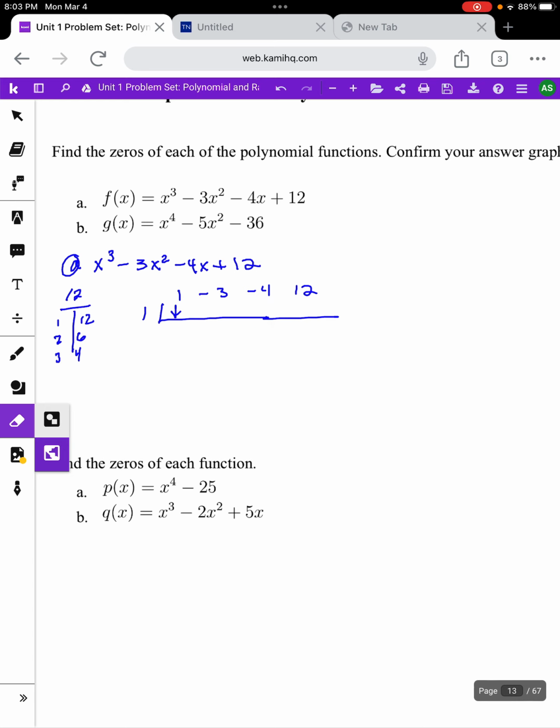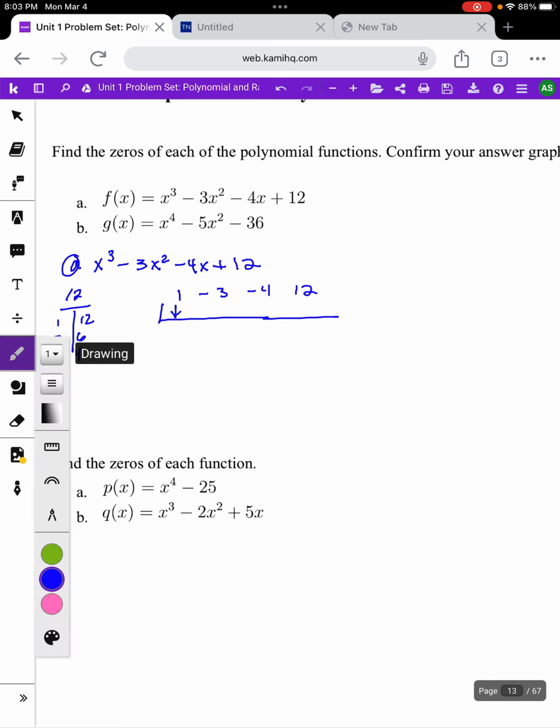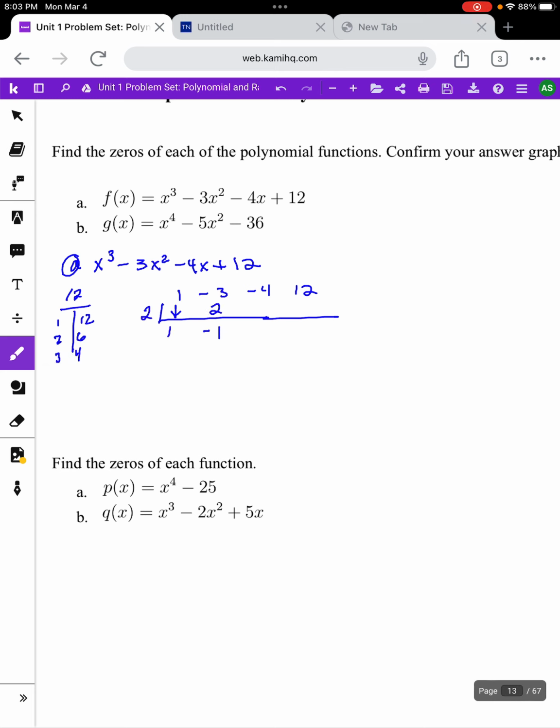Let's try negative 1. Negative 4. Positive 4, 0. 0, 12. Okay, well, that's closer, except my 0 came too soon. Let's try 2. 2, negative 1, negative 2, negative 6, negative 12, 0. Haha, we've done it. So that means that x minus 2 is a factor.